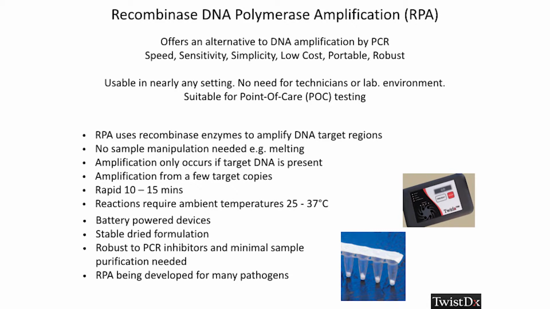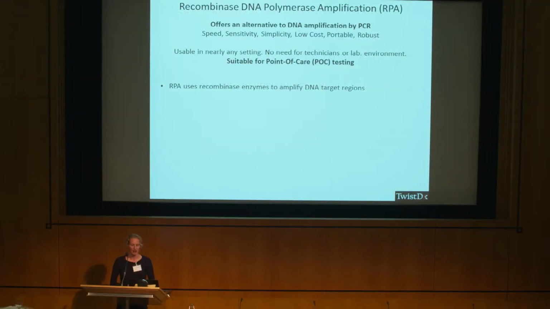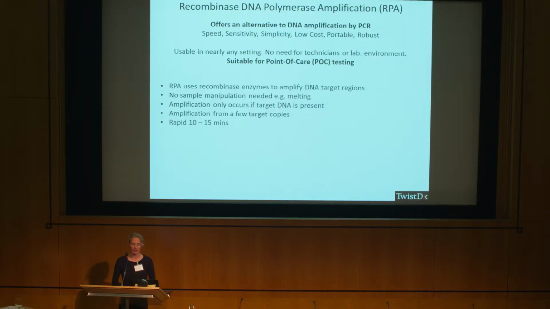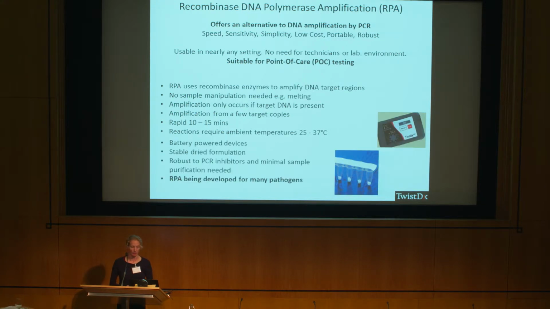So it uses special enzymes, known as RPA enzymes, to target DNA regions. And the sample you're dealing with doesn't need any particular manipulation, so you don't need high melting temperatures for your samples. And the amplification only occurs if the DNA is present, so it's highly homologous primer annealing. It's highly sensitive and can really amplify DNA from very low copy numbers. It's very rapid, takes 10 to 15 minutes, and it works at low temperatures, 25 to 37 degrees.